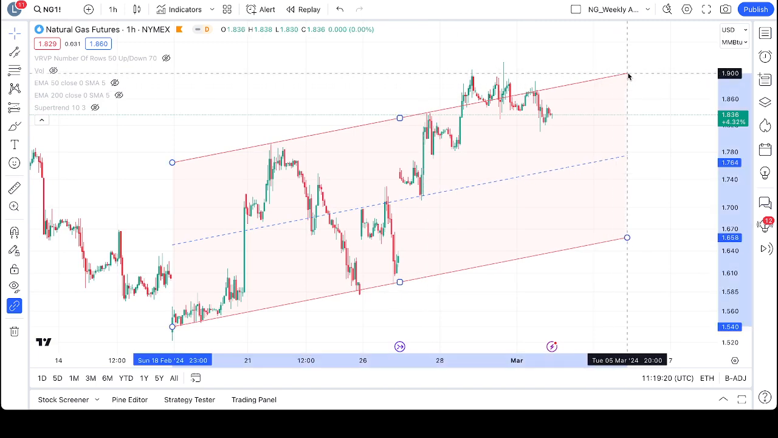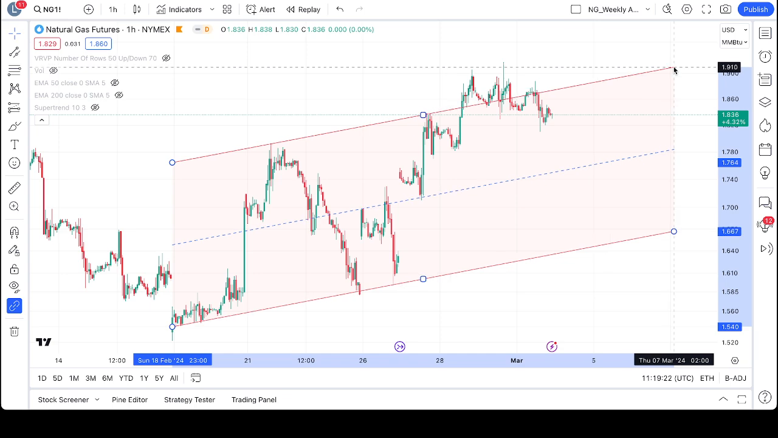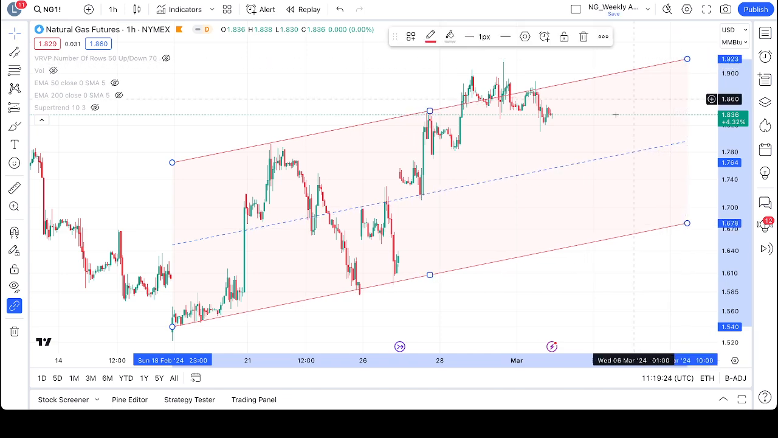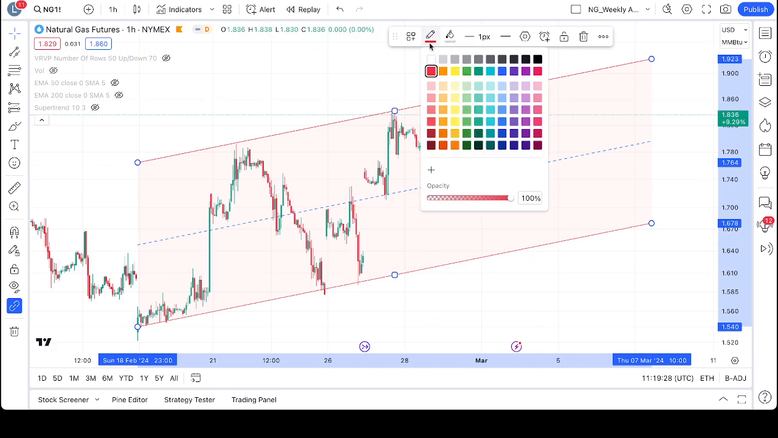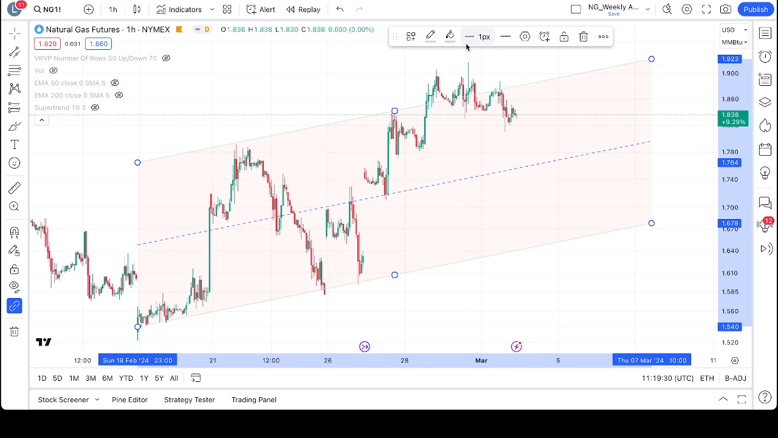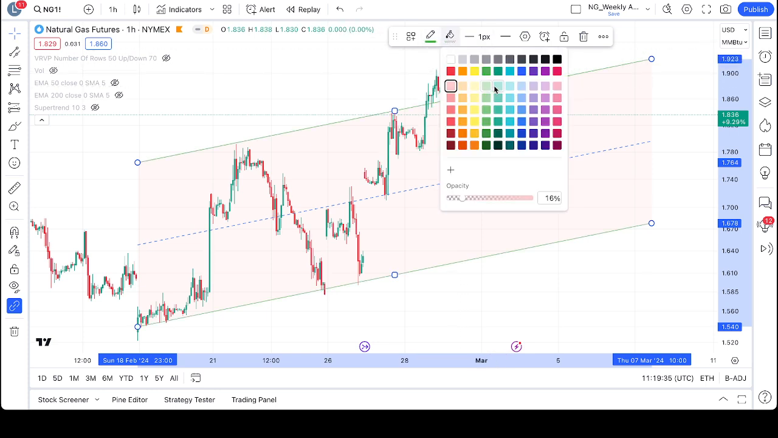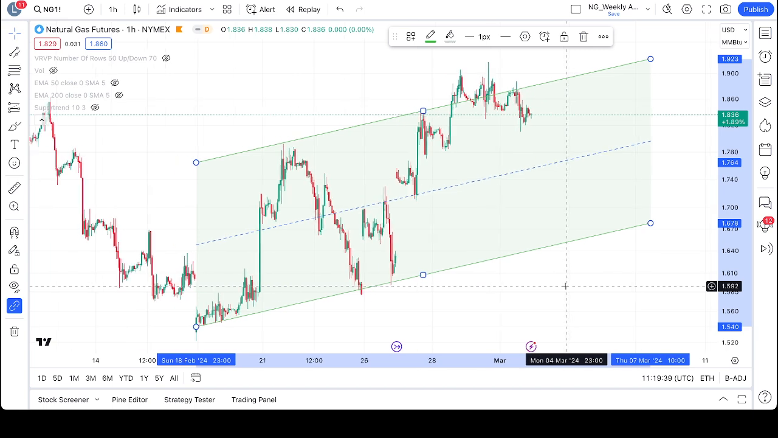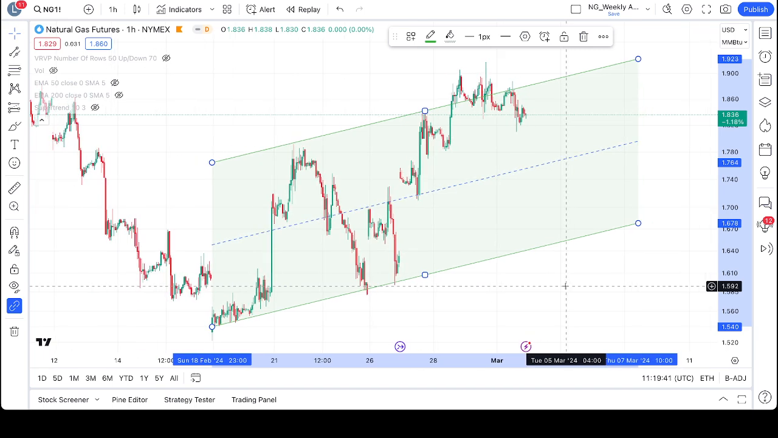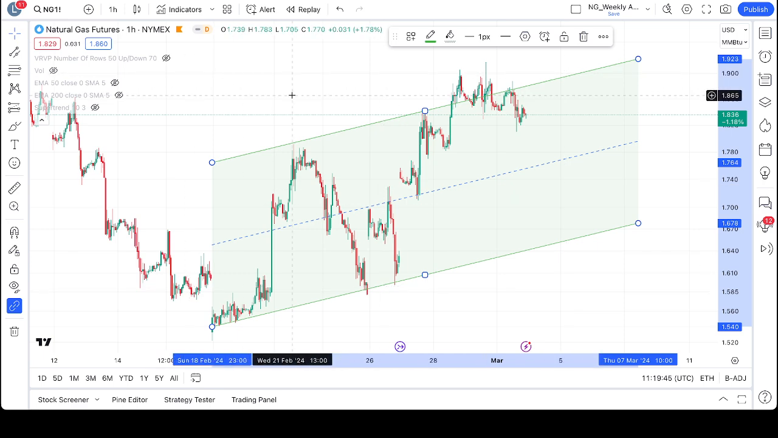So let me just maximize that. Okay, so this is the channel. Let me make it green because it's a bullish channel. And there we are. So this is a bullish channel at the moment. The market is respecting it, clearly showing the markets are in an uptrend. This is on an hourly time frame.